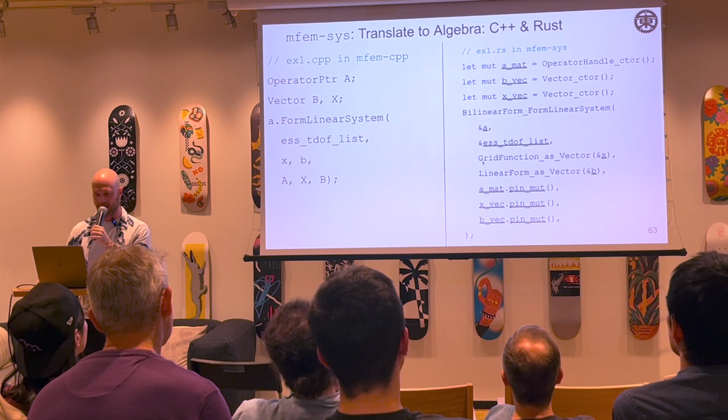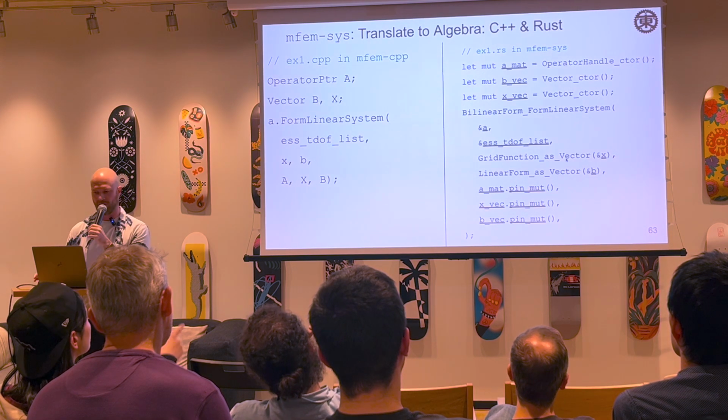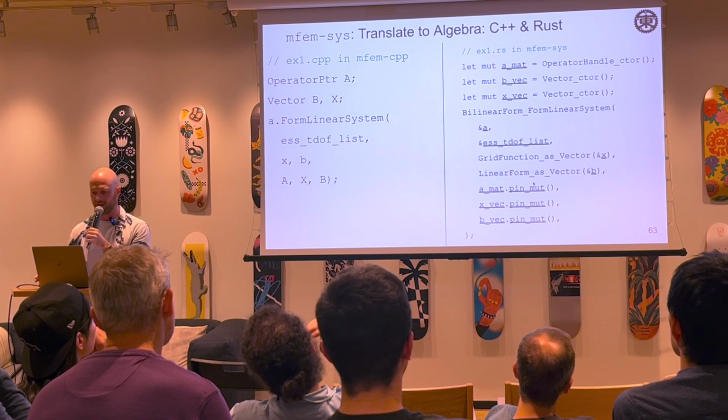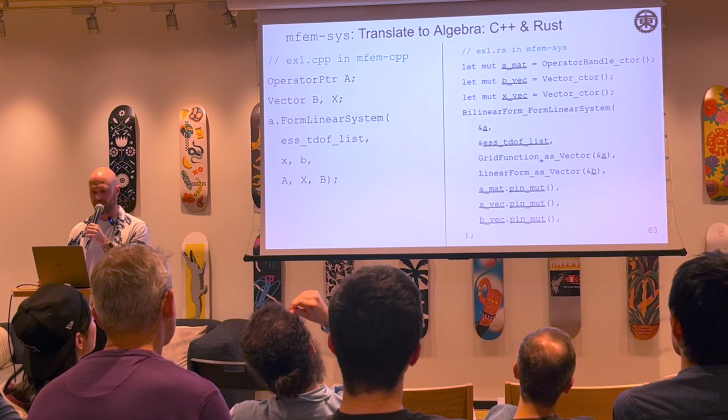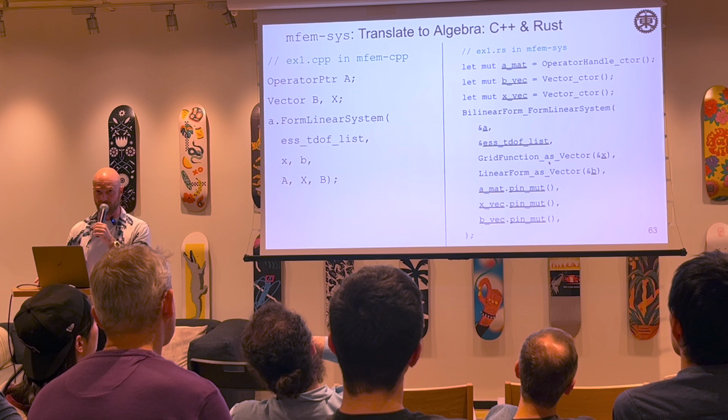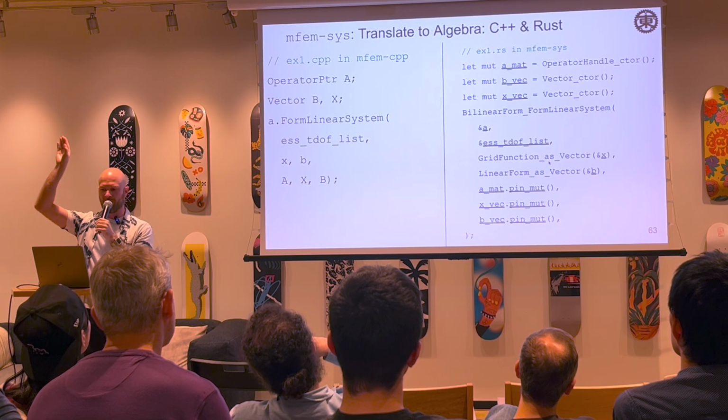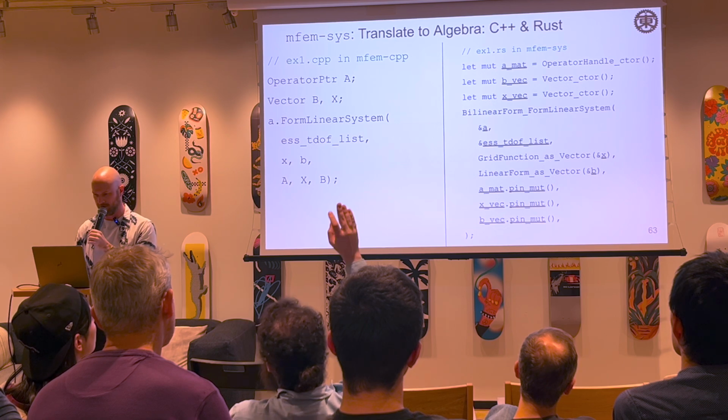So we need to cast a grid function to be a vector, and also a linear form to be a vector. By the way, all of these things that contain arrays of numbers, as far as MFEM is concerned, at some point as you go up and up in the hierarchy, they just become vectors.